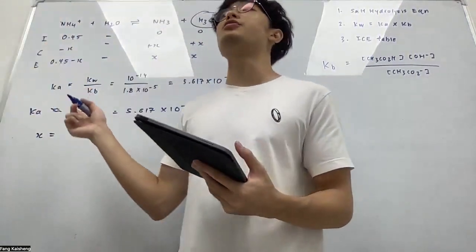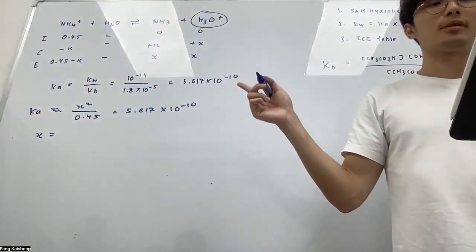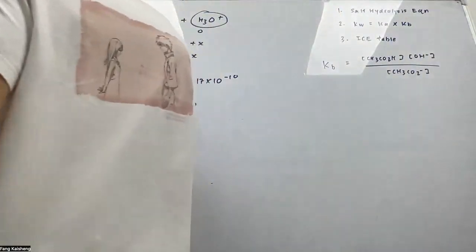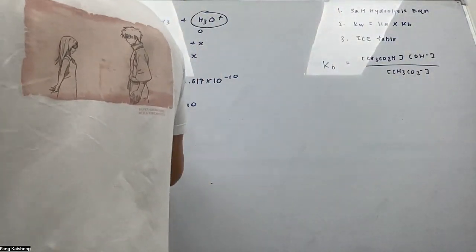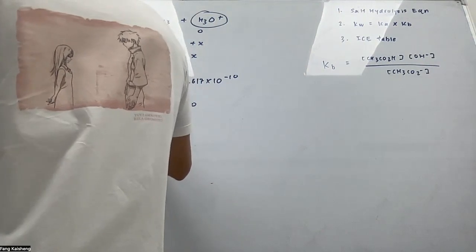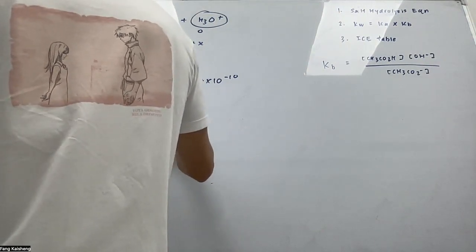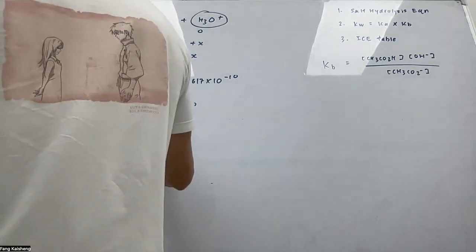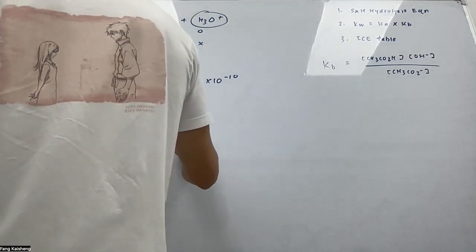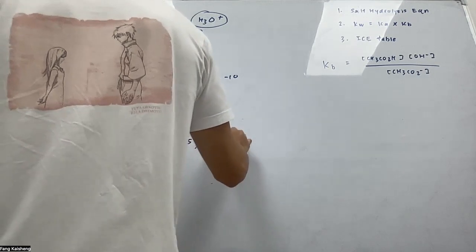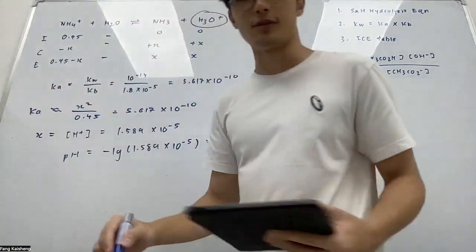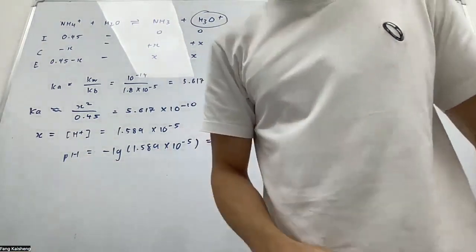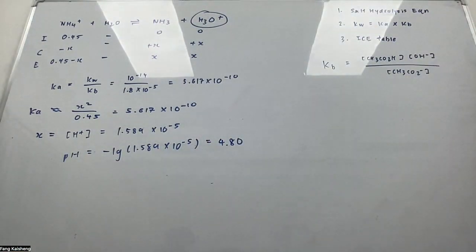Guys, the x in this case represents what? Okay, what does the x represent? H plus. x represents H plus, which is 1.589, whatever. Negative log this value. 4.8. You forgot the square root, right? Oh, yeah. Forgot the square root. Yeah, that's a value. Do 14 minus 1.